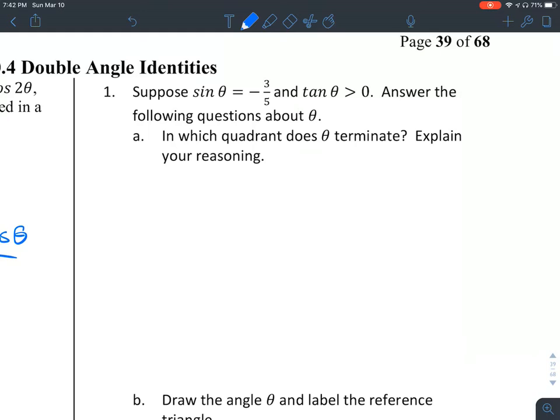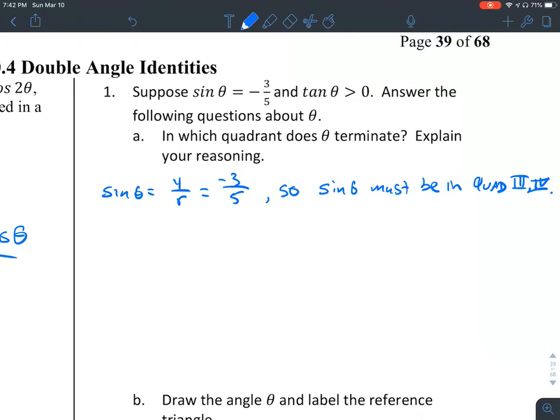Well, we know that sine of theta is y over r, which means y is -3 and r is 5. So from this, we can say that theta must be in quadrant 3 or 4, because sine is negative.